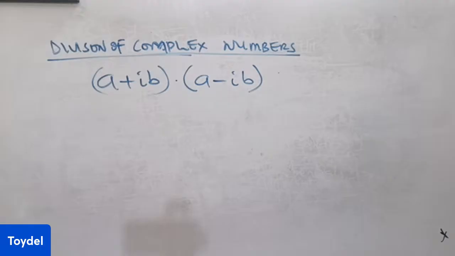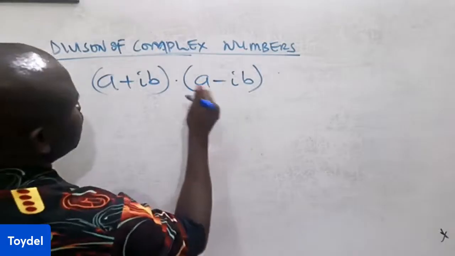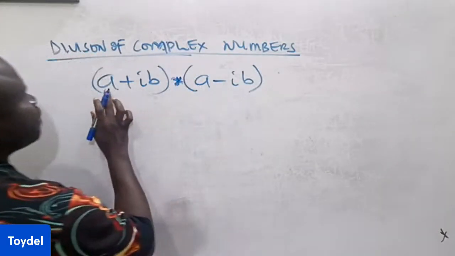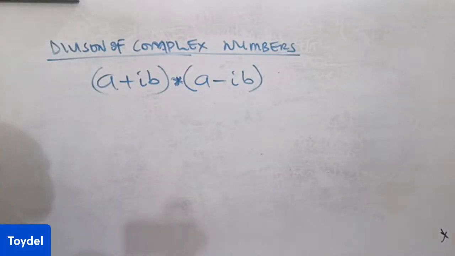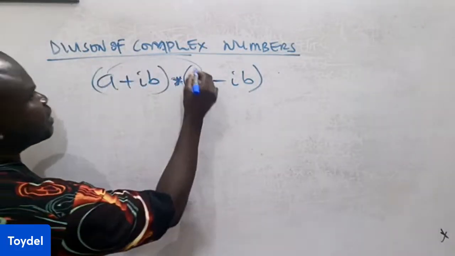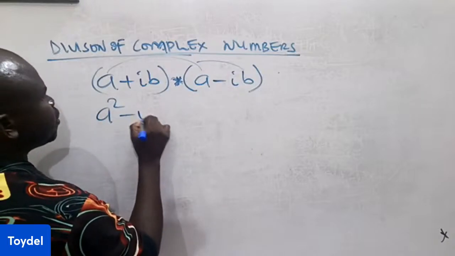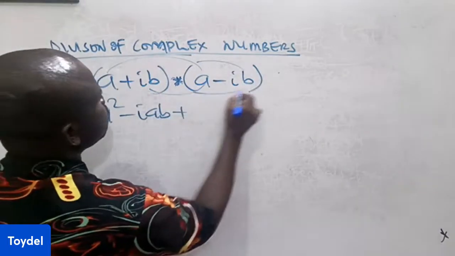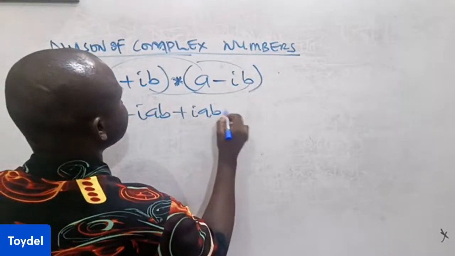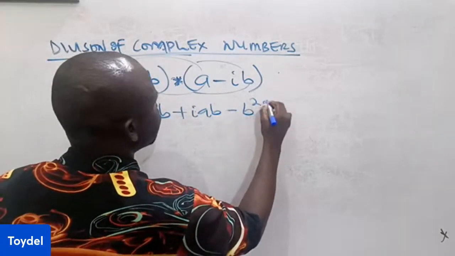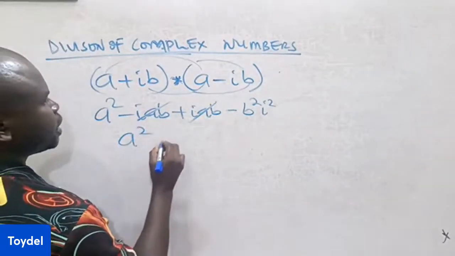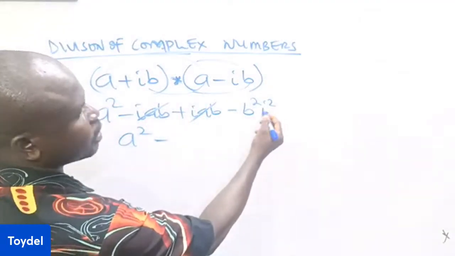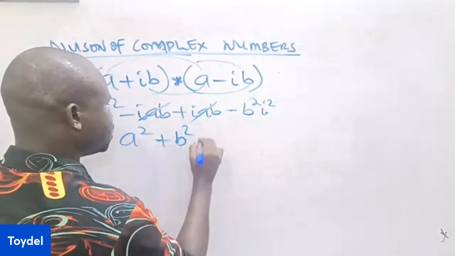We should also note that if you use a complex number to multiply its conjugate, we are going to get a real number as our answer. That is, if I use A plus iB to multiply A minus iB, we get a real number as a final answer. If you expand this, we have A squared minus iAB plus iAB minus B squared i squared. This takes care of this. Then we have A squared, and i squared is equal to minus 1, minus times minus is plus B squared. So this is the final answer.